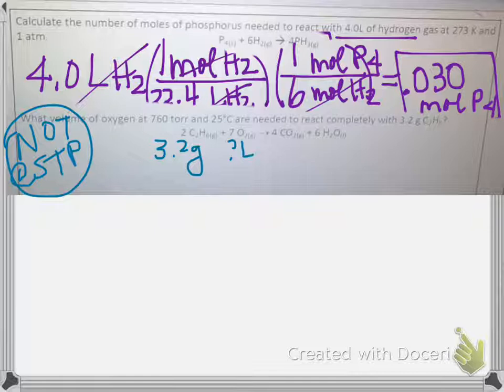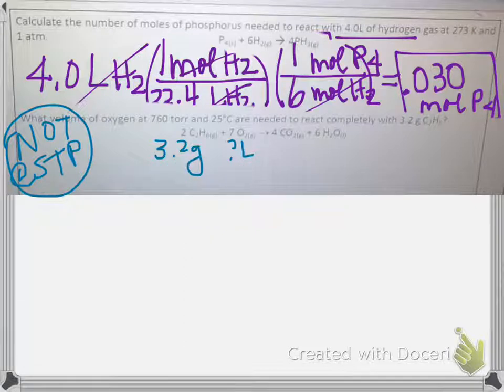Okay, so this is a stoichiometry problem again. How do I know it's stoichiometry? I'm given the quantity of one reagent in a balanced equation. I'm asked to calculate the quantity of another. I'm given grams, and I'm asked to calculate liters. If I'm given one reagent and I need to figure out another, what unit must I always go through? I must always go through the mole.